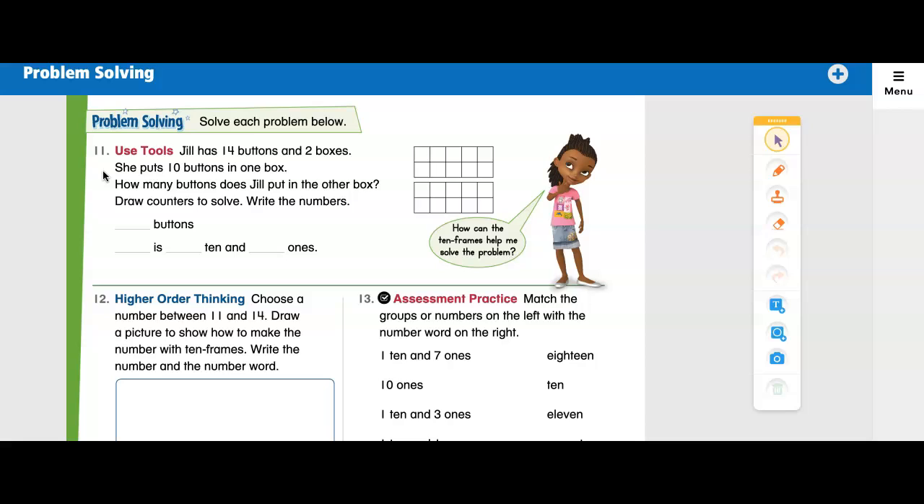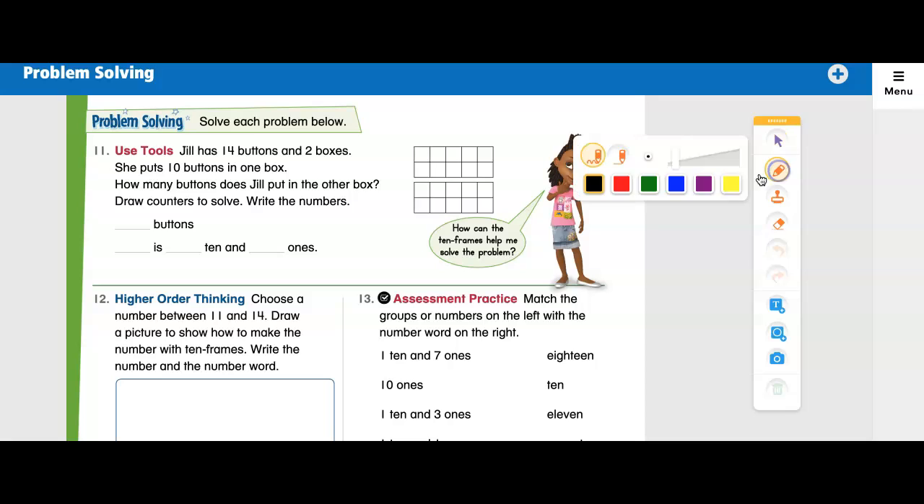It says, use tools. Jill has 14 buttons and 2 boxes. She puts 10 buttons in one box. How many buttons does Jill put in the other box? Draw counters to solve. Write the numbers.